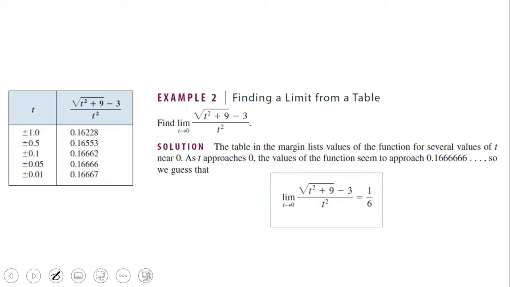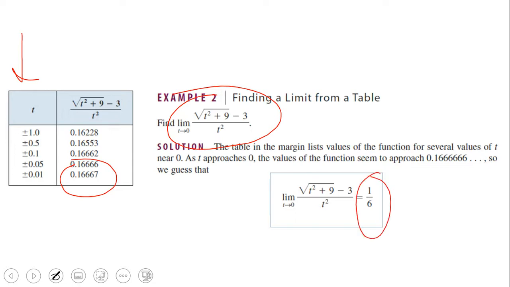Another example here, a more complicated problem with a radical, but again, go to the graphing calculator, type in the equation, plug in some values of, in this case, t from the left-hand approach and from the right-hand approach. You're getting closer to 0.166667, and hopefully you remember that that approximately is the fraction 1 over 6.